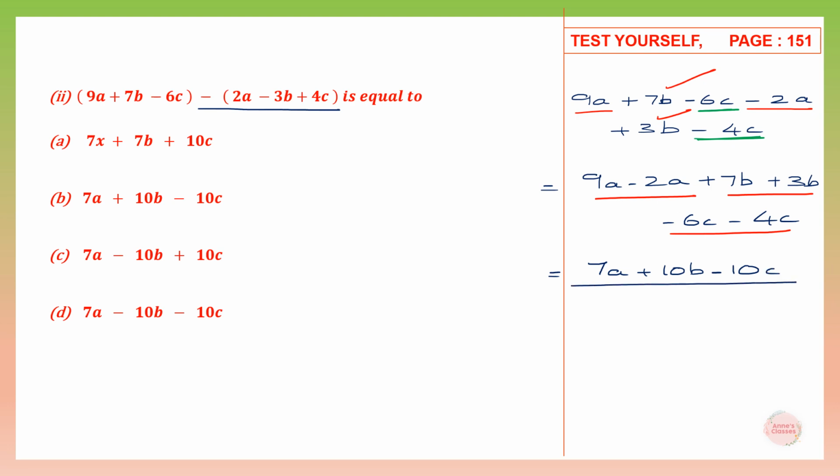So what do we have? 7a plus 10b minus 10c. Let's see where it is. So here we have option B with the same answer. That is 7a plus 10b minus 10c.